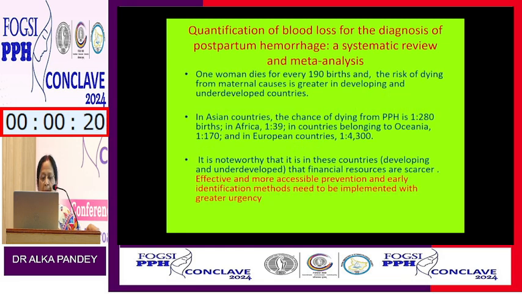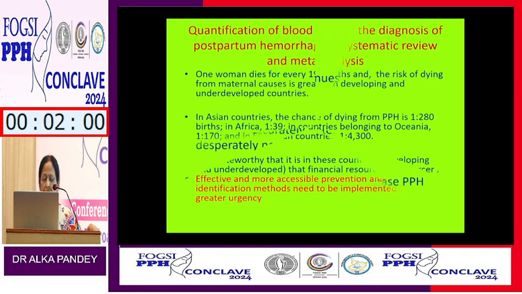So one woman dies for every 190 births, and the risk of dying from maternal causes is greater in developing and underdeveloped countries. In Asian countries, the chance of dying from PPH is 1 in 280, in Africa 1 in 39, in countries belonging to Oceania 1 in 170, and in European countries 1 in 4300. So it is noteworthy that it is in these countries that financial resources are scarcer. Effective and more accessible prevention and early identification methods need to be implemented with greater urgency.